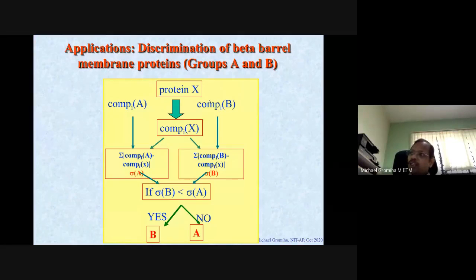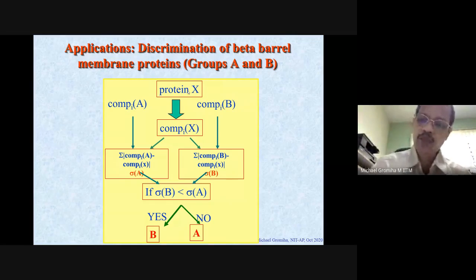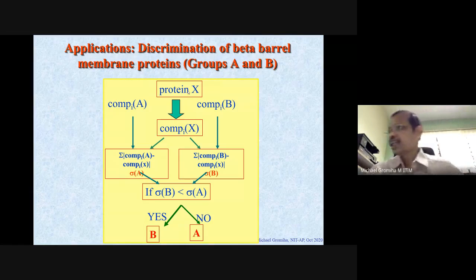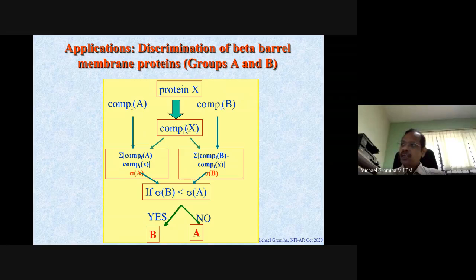Right? Then we get the protein X. This we don't know whether it belongs to group A or group B. Get the composition. So we got 20 numbers. So right now we have composition of A, we have 20 numbers, and composition of B, we have 20 numbers, and composition of X, we have 20 numbers. Right? So now relate these 20 and these 20.